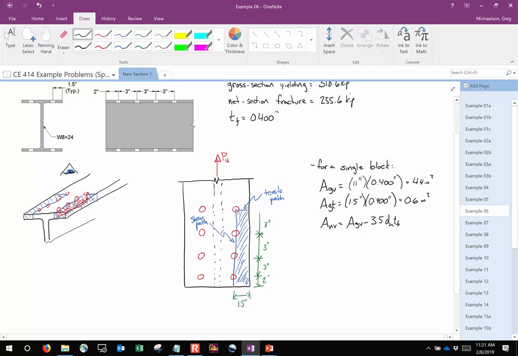So, see if everybody's paying attention. How many holes would I subtract for the net area in tension? A half a hole, right? Does that make sense? So this one's going to be 4.4 square inches minus 3.5. What was our bolt diameter on this problem? 3/4. So what's the hole diameter? 7/8.